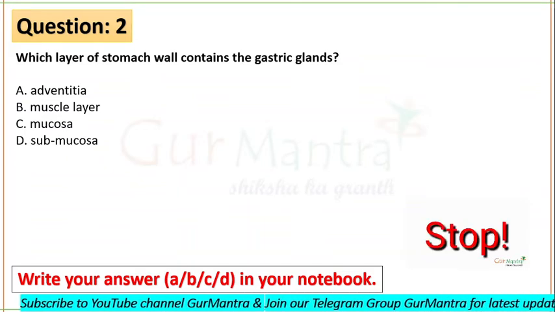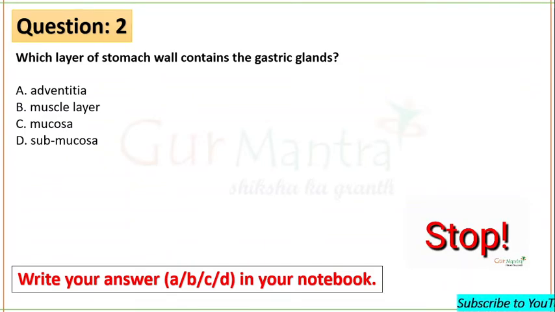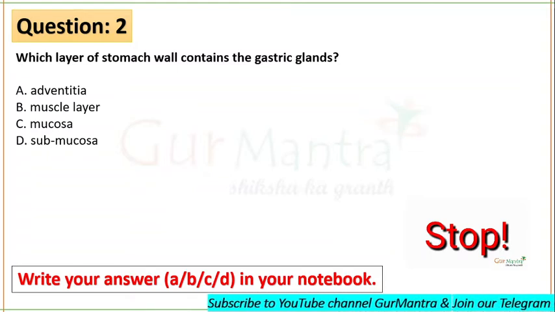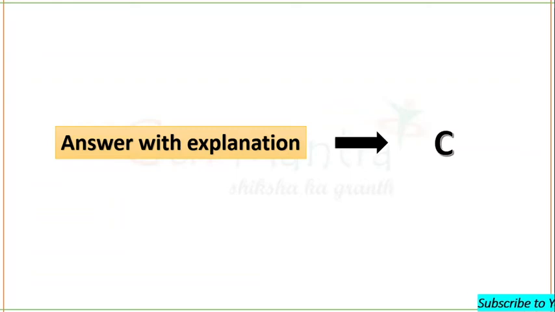Which layer of the stomach wall contains the gastric glands? It's the mucosa. You know, serosa, mucosa, submucosa and all. C is your right answer. Next question on your screens.